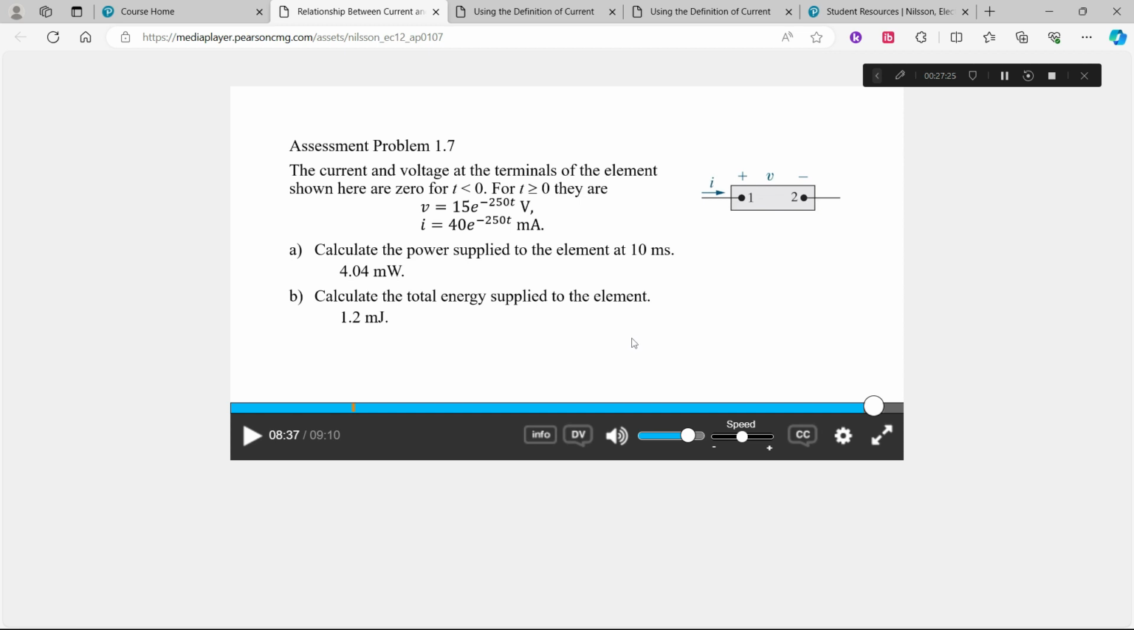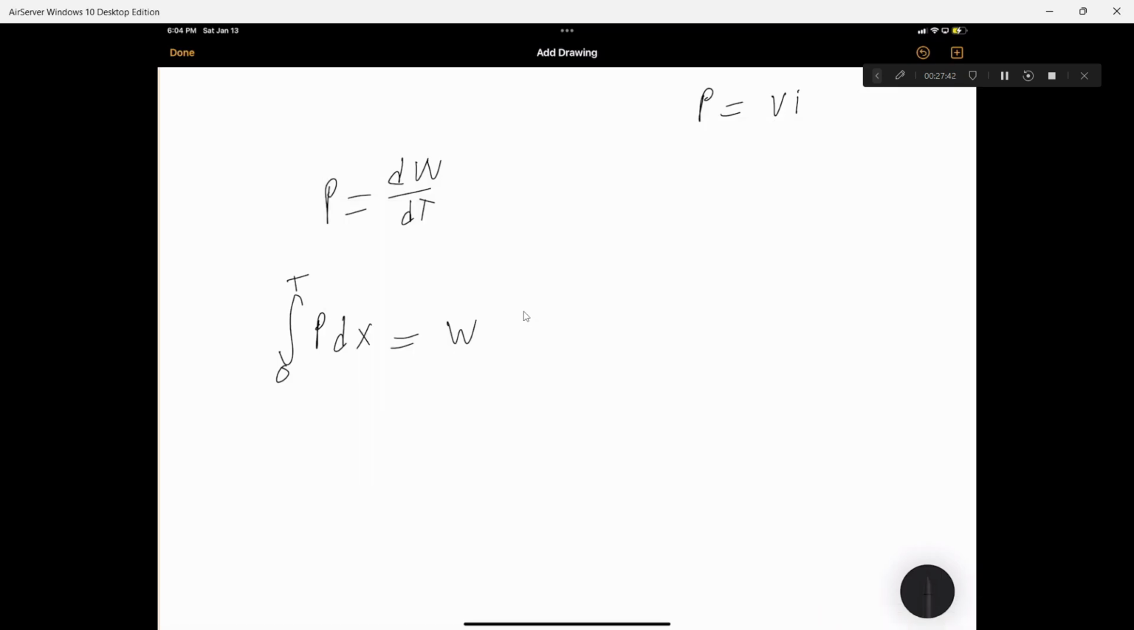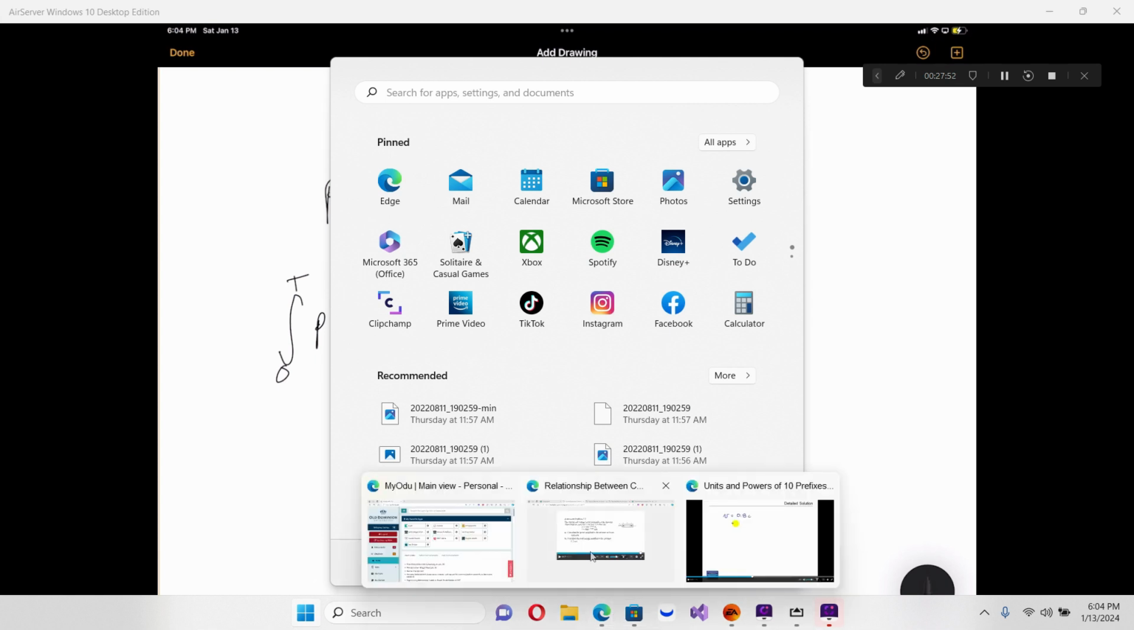So what we want to know in the question is, what is the time when the energy supplied is half this amount? Well, 1.2 millijoules, right? This is when it's full. Well, first let's write the, what is it?